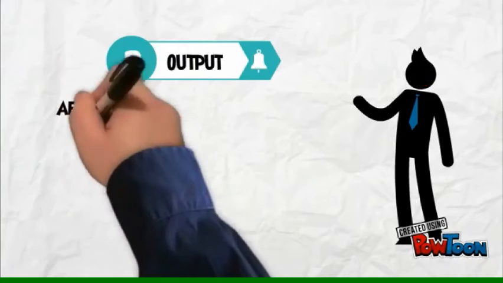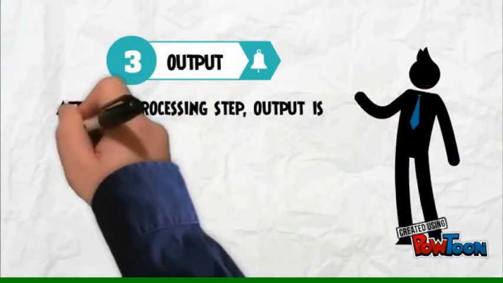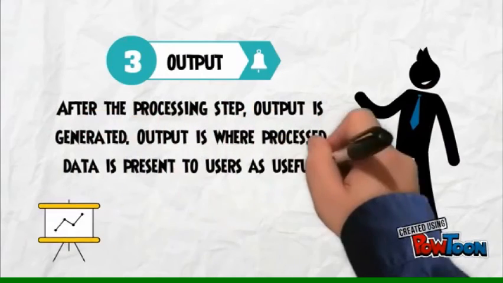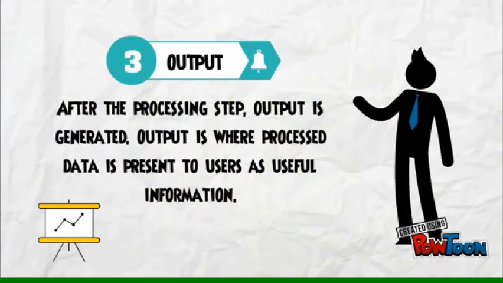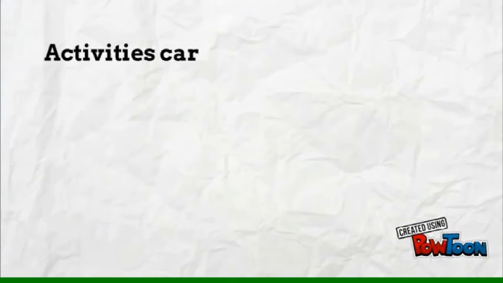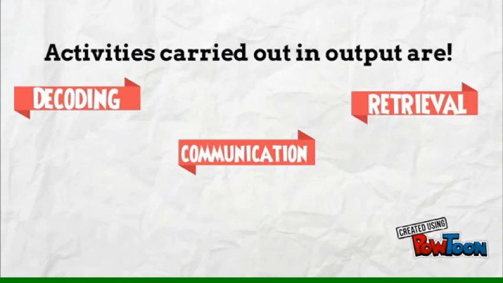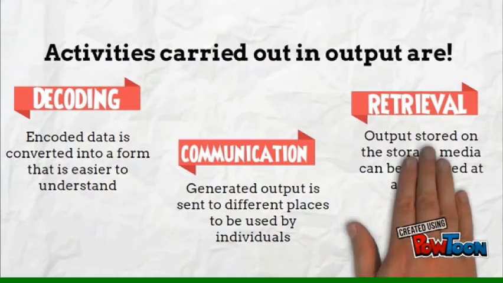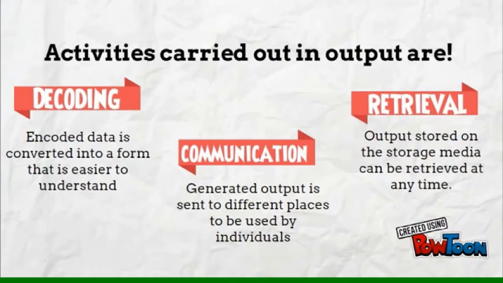Output, after the processing step, output is generated. Output is where processed data is presented to users as useful information. Activities carried out in output are decoding, communication, retrieval.